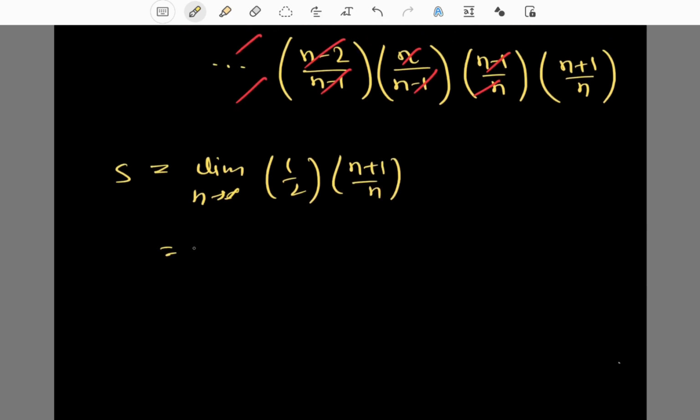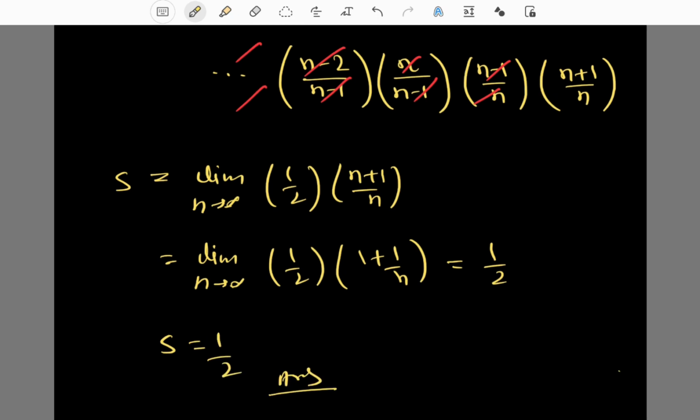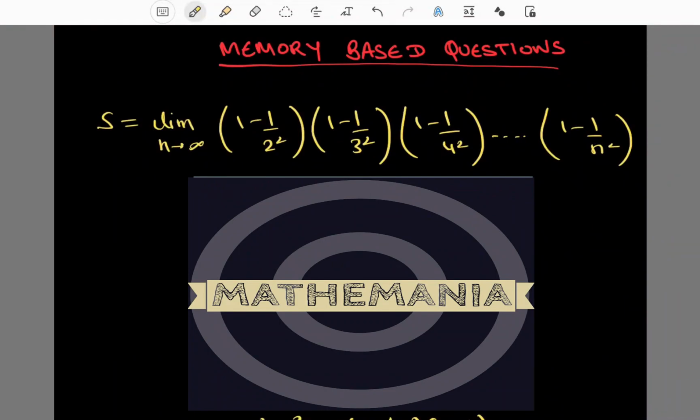Now this can be easily solved for S as the limit as n goes to infinity of 1 by 2 times (1 plus 1 over n), which is 1 by 2. So S is 1 by 2. So this is how we can solve this question.